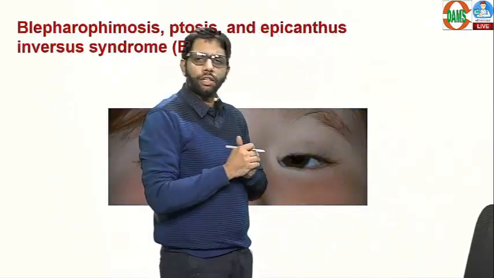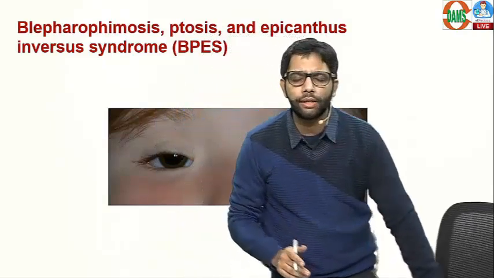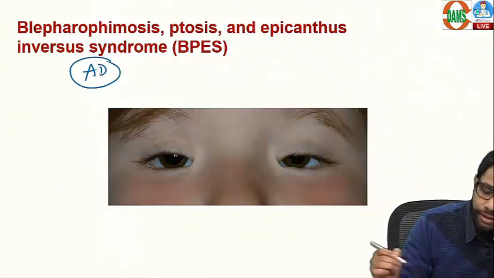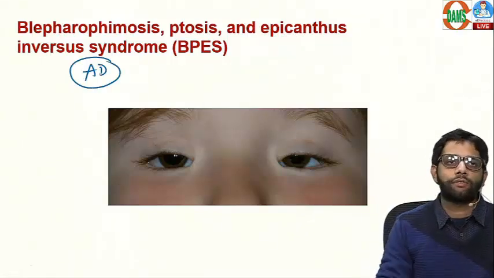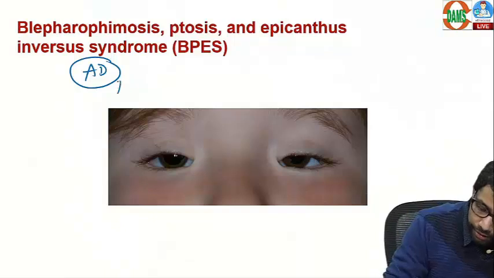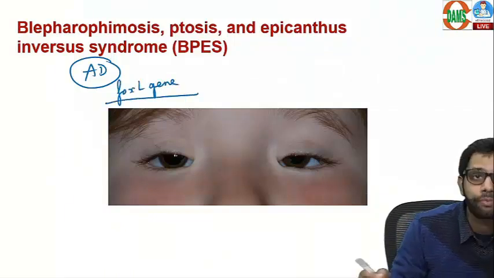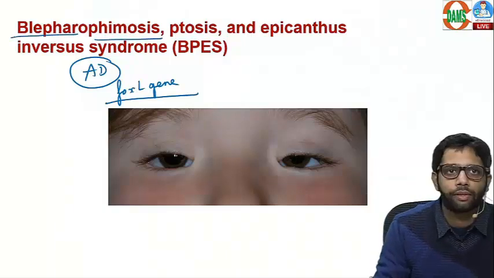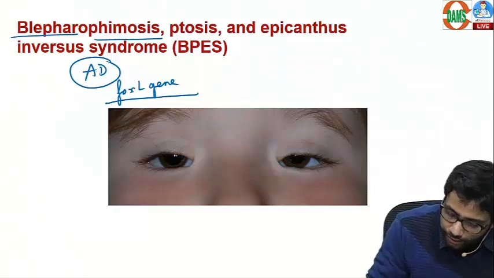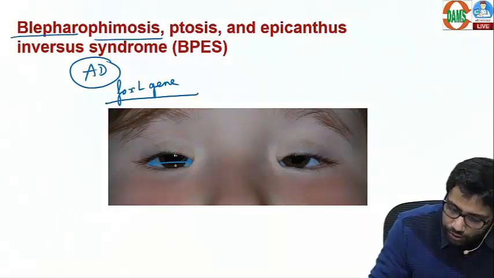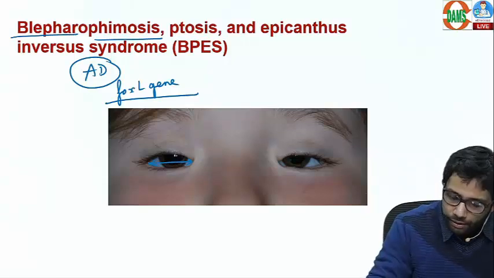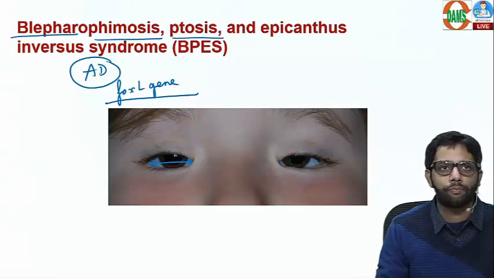Next, complicated congenital ptosis. It's autosomal dominant. That's why you ask for family history. Blepharophimosis, ptosis, epicanthus inversus syndrome, autosomal dominant. The gene involved is the FOXL2 gene, mostly seen in Rajasthan in India. Blepharo means eyelid, phimosis means small. So there is a decrease in the horizontal aperture, which is known as blepharophimosis. There is ptosis also, of course.